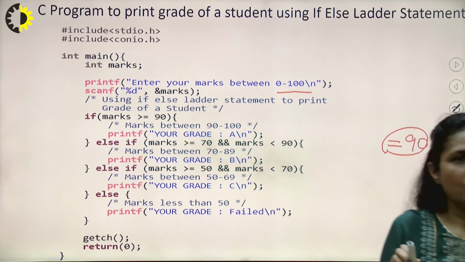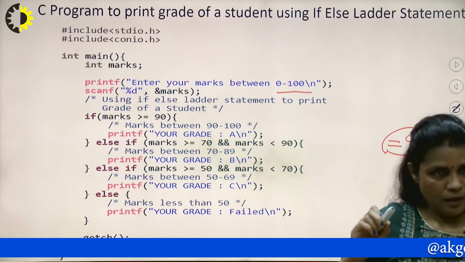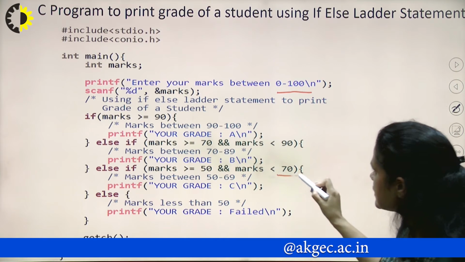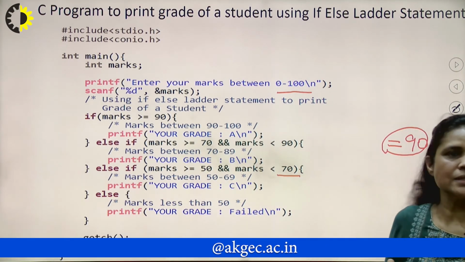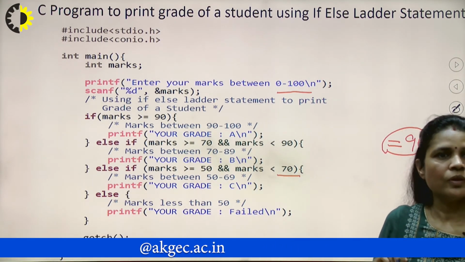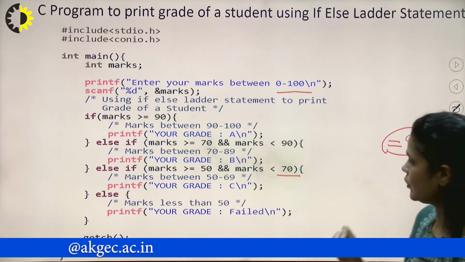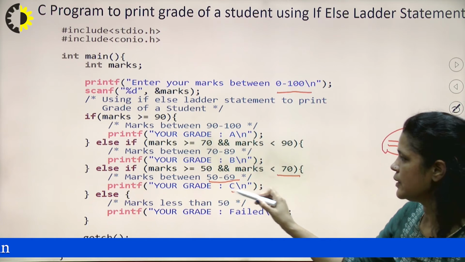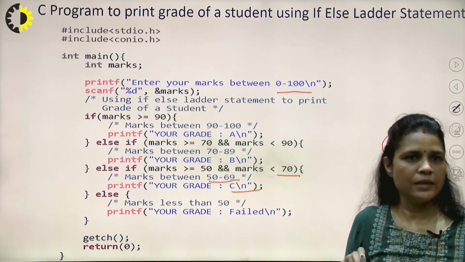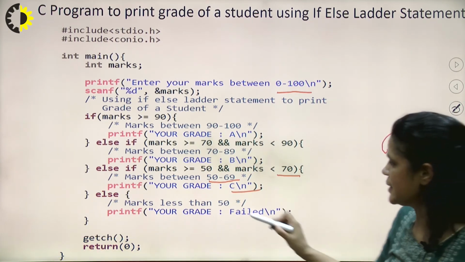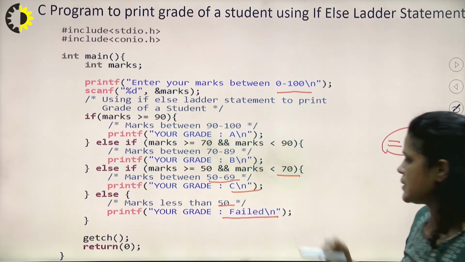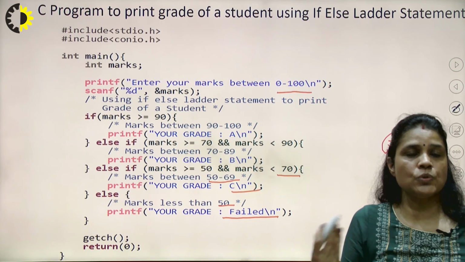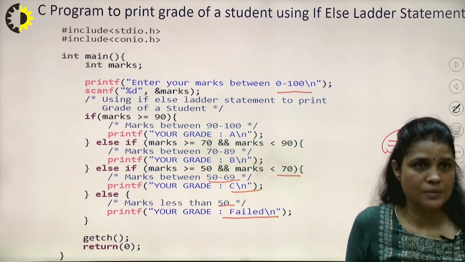And if a student is getting more than 70% marks, then we can say that the student is getting grade B. If a student is getting marks between 50 and 69, then we can say that he got C grade. Or if marks are less than 50, then we can say that the student is fail. So we are allocating grades to the student based on their marks, right?